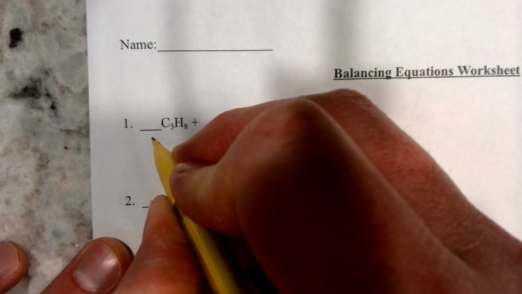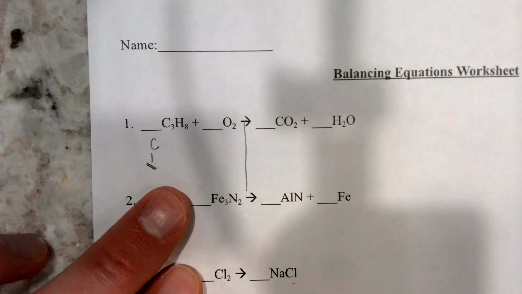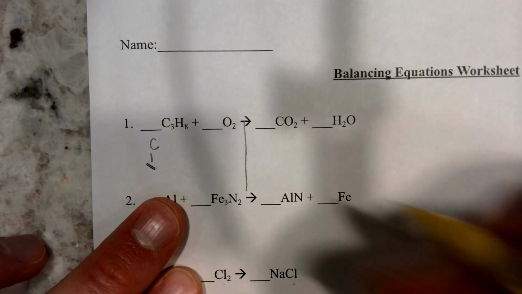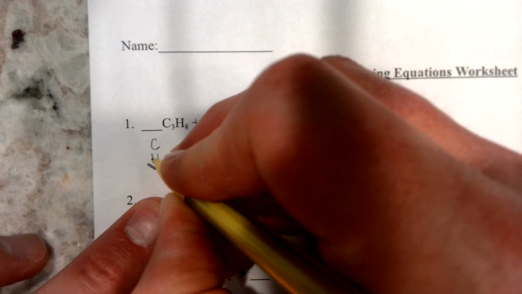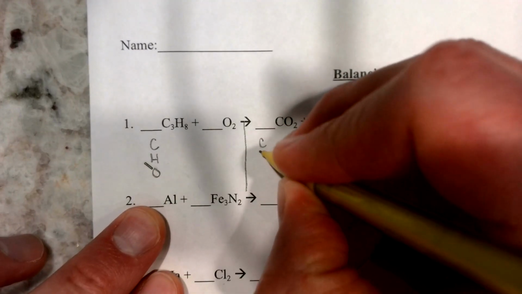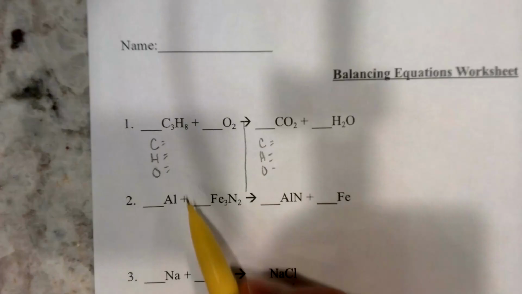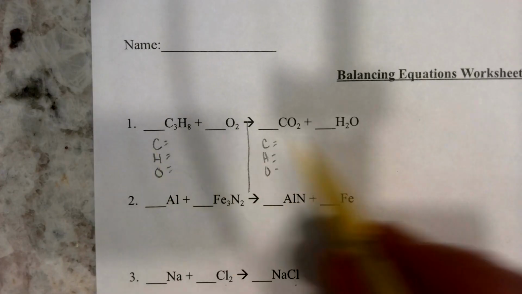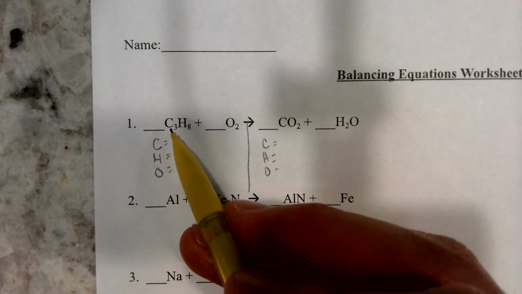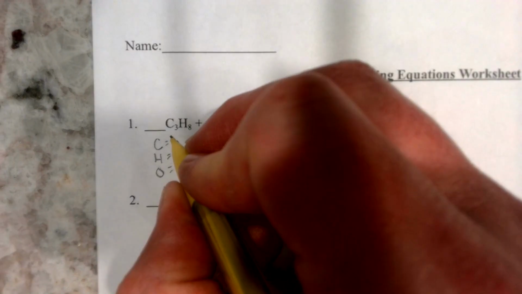So I've got carbon, I've got hydrogen. Oh, stupid pencil lead. It's because I stole this pencil from my daughter. Carbon, hydrogen, and oxygen. Now I've got carbon, hydrogen, and oxygen over here. So obviously what you've got on one side of the equation you're going to have on the other side. So I've got 3 carbons.